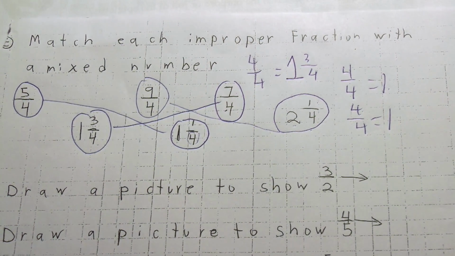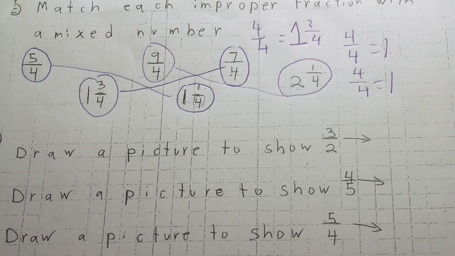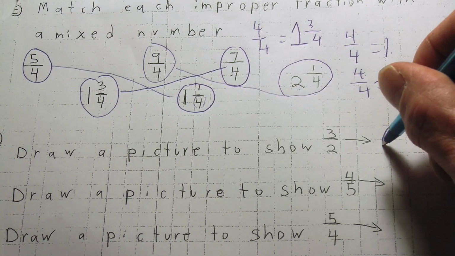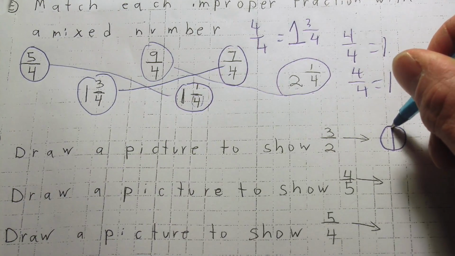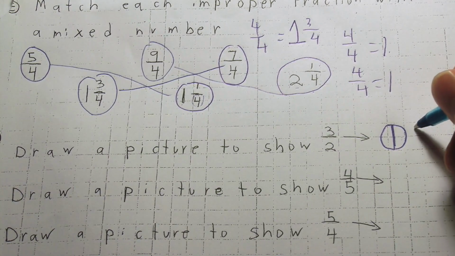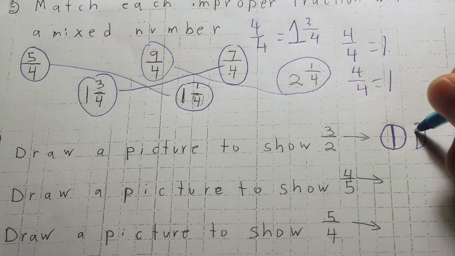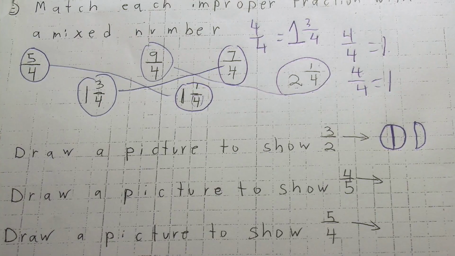We have our matches. Draw a picture to show 3 halves. Alright, we'll draw a circle. We divide that circle into 2 parts. Now we have 2 halves, and we'll make 1 more half. Kind of draw a backward C here, and we've got our 3 halves.